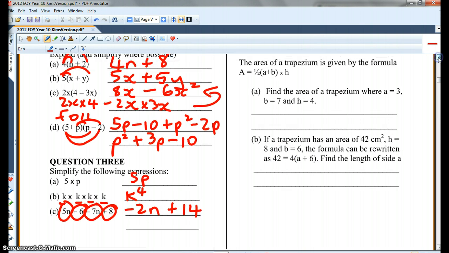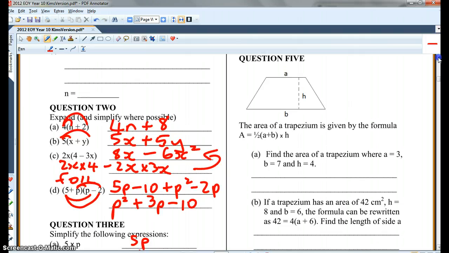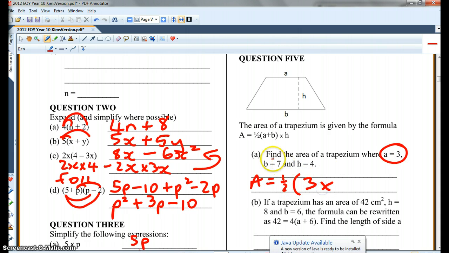Okay, and here we have the area of a trapezium is given by the formula a half a plus b times h, so the area equals a half a times b times h, I said plus h, it's times h, equals 7 3's 21, 4 divided by 2 is 2, so 21 times 2 is 42. They don't have units there.